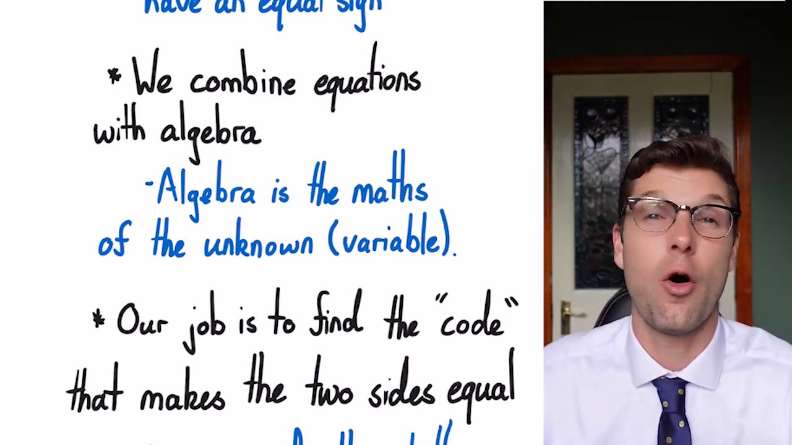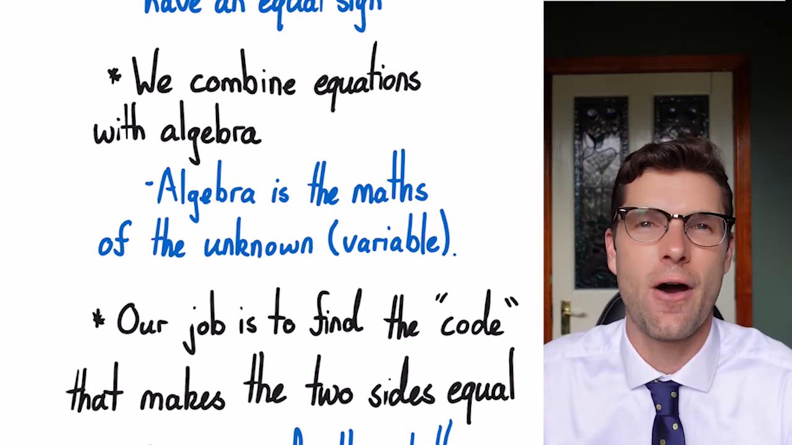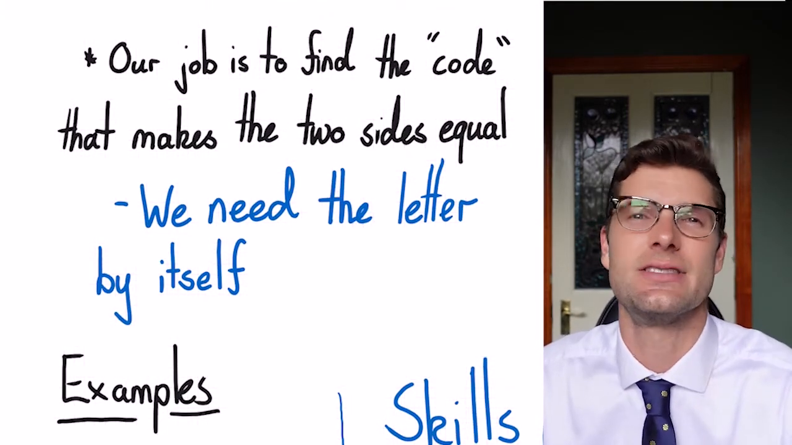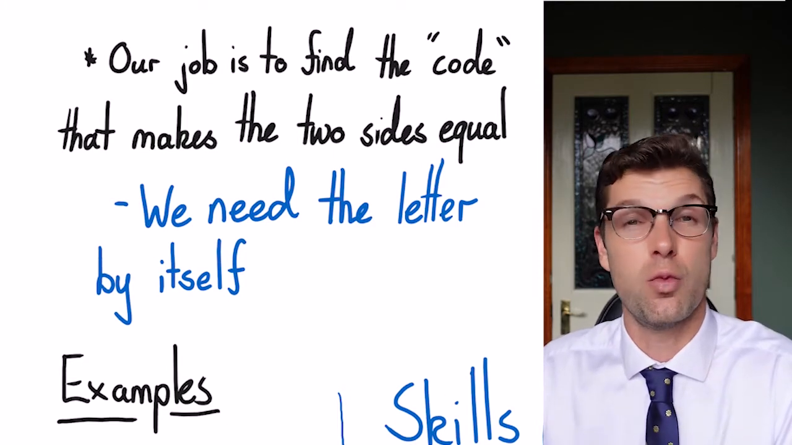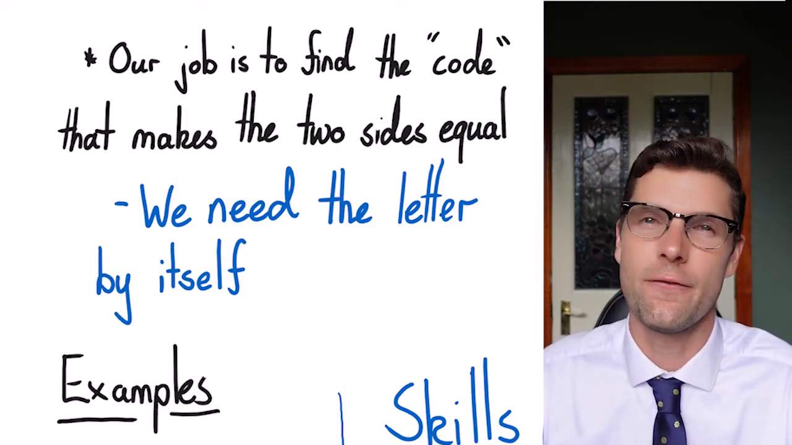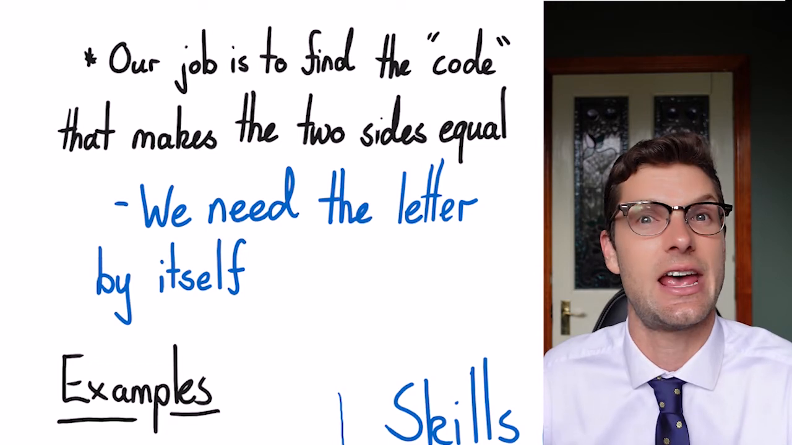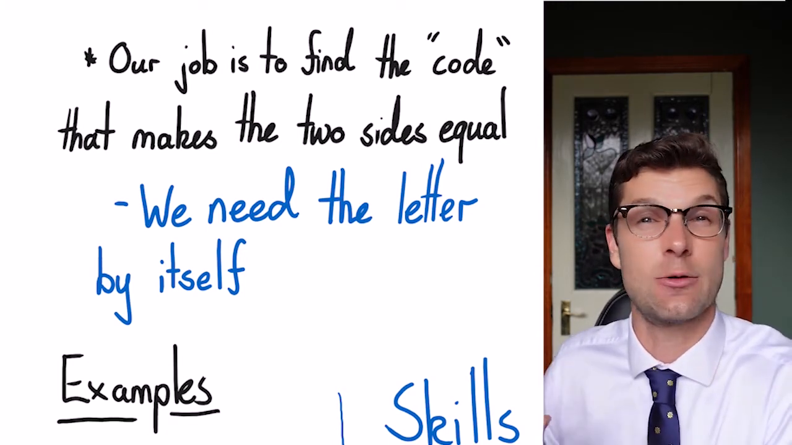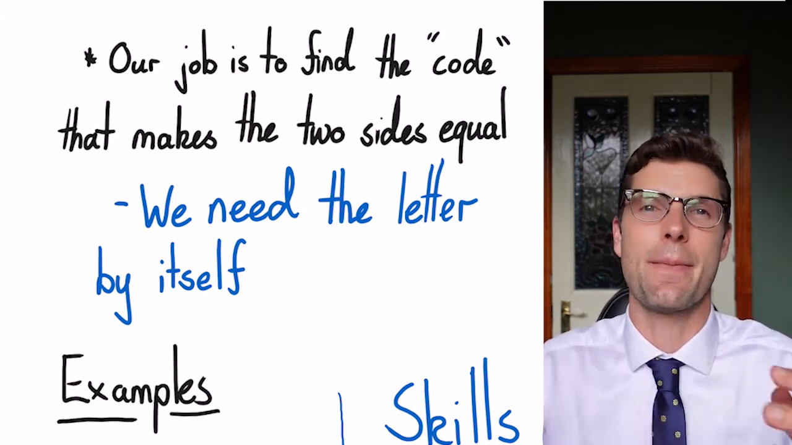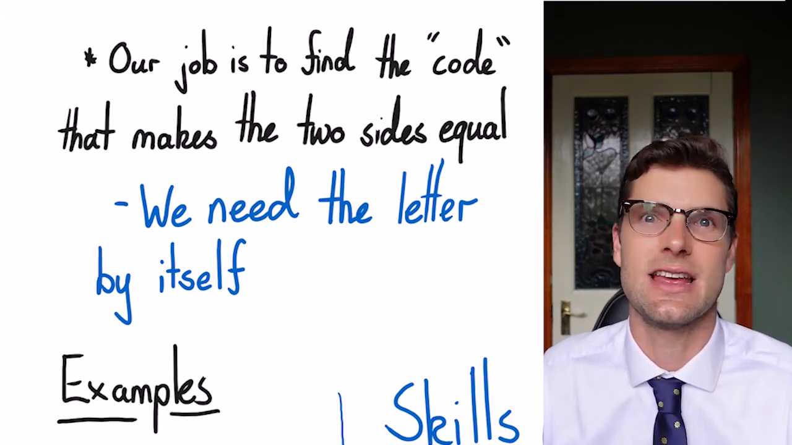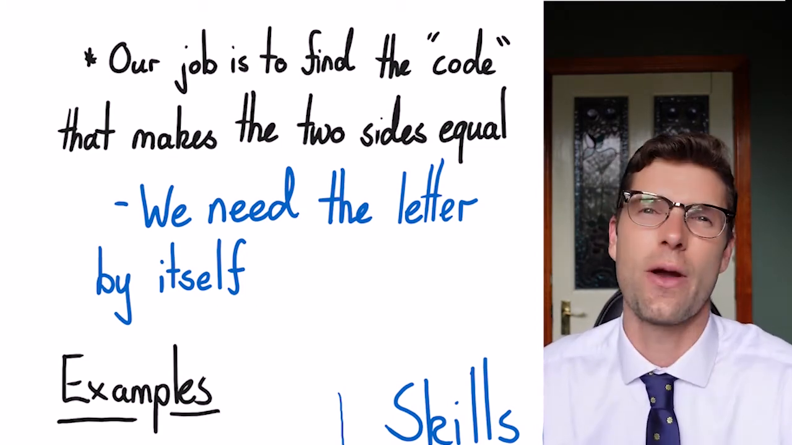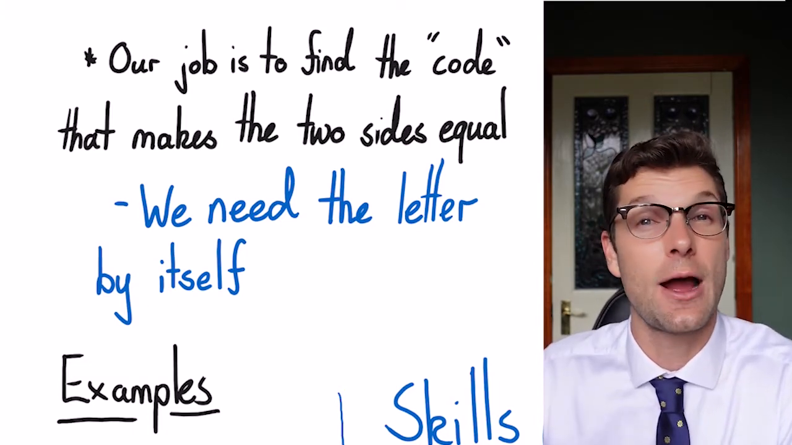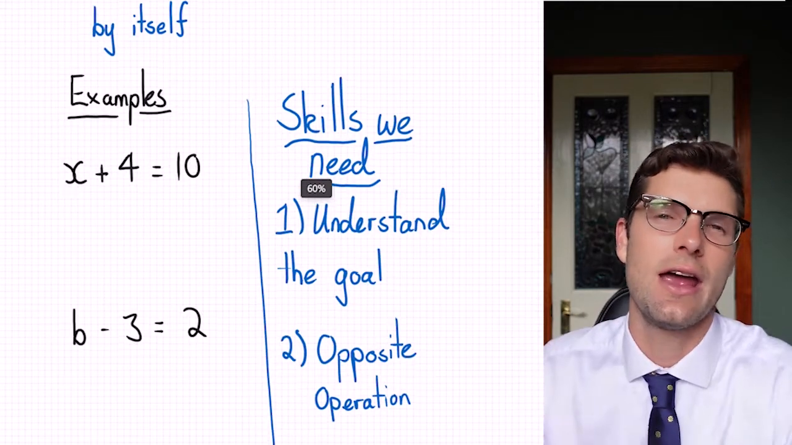So our job for all of these equations is we've got to find the code that tells us that this mathematical sentence is correct. So really, when you read it off the page, we're trying to get the letter to equal one number, right? We've got to have one unknown and we want that to equal one thing, and that's going to make the whole mathematical sentence correct. We're going to have a look at examples because I think it's easier to see it in action. We've got a couple of skills that we do need to know, and they're just going to be written on the side.